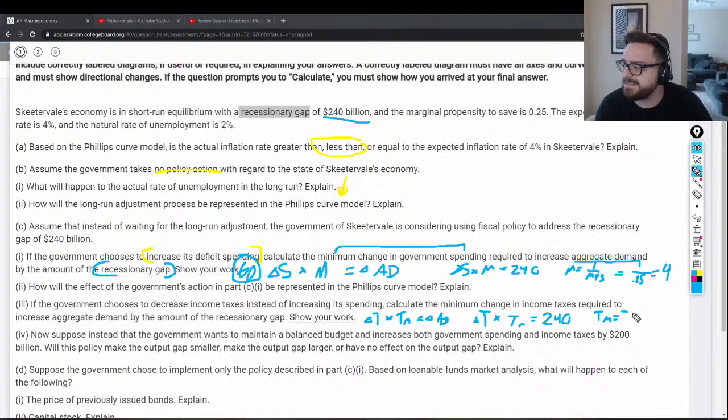Let me move myself out of the way so you can see my work. Tax multiplier is negative MPC over MPS. Yes, you have to know the formulas. I've been telling you guys that forever. Stop trying to not do work.